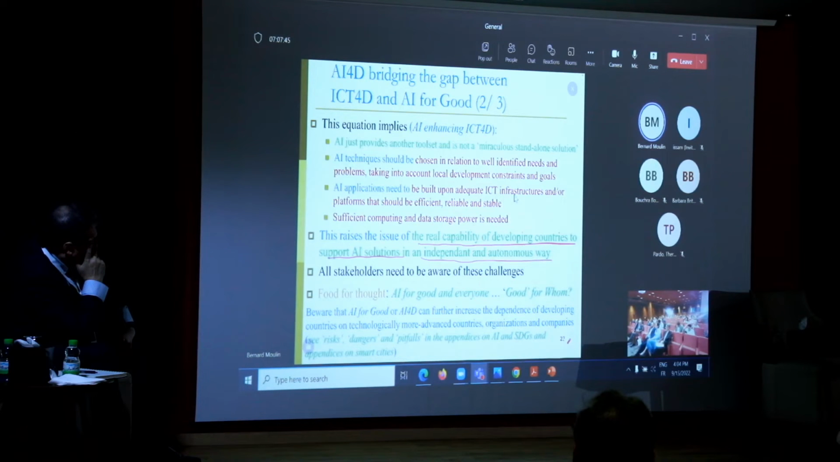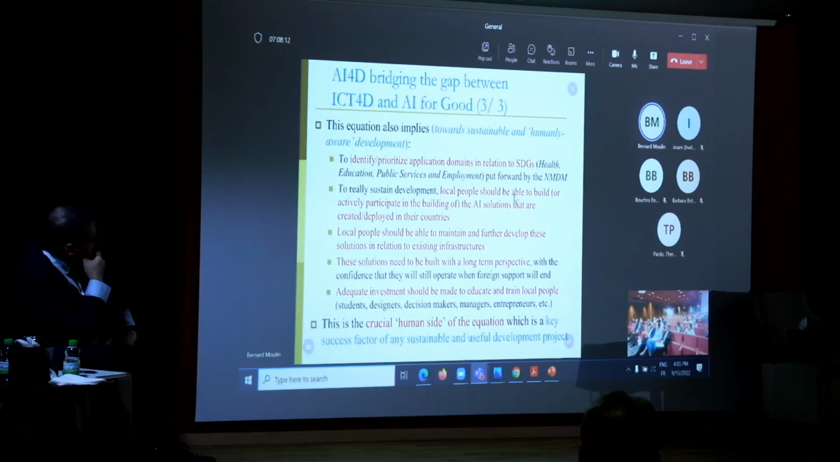So this raises the issue of the real capability of developing countries to support AI solutions in an independent and autonomous way. You can think about Amazon and Microsoft, etc. They have all the infrastructures, and they are huge infrastructures. But what do you have in your countries? So you have to be aware of these challenges. And again, I go back to the AI for good community, and I say AI for good and everyone. Yes, good for whom? You will have to think about that.